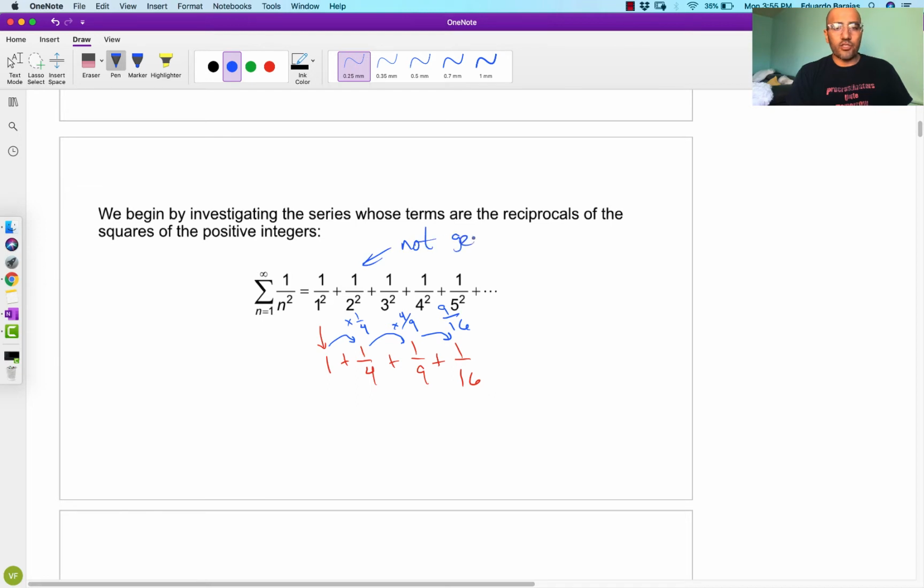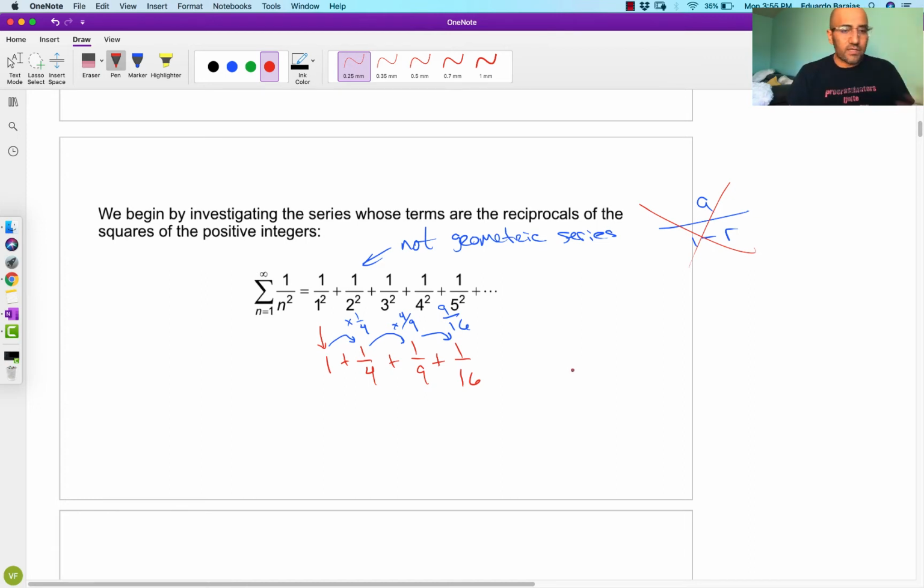Not a geometric series. So therefore, the properties that we learned before, the a over 1 minus r, do not apply here. It's a very common mistake people make. That's for a geometric series. What does this converge to? Well, that's what we're about to investigate.